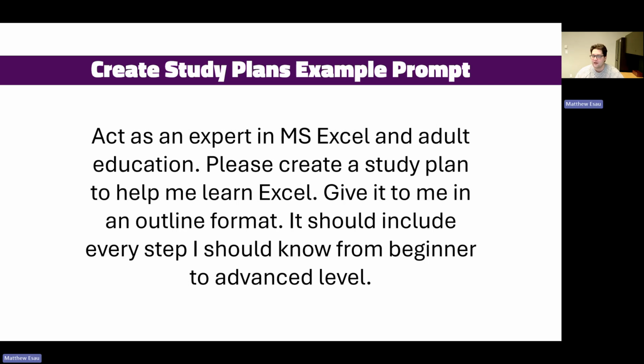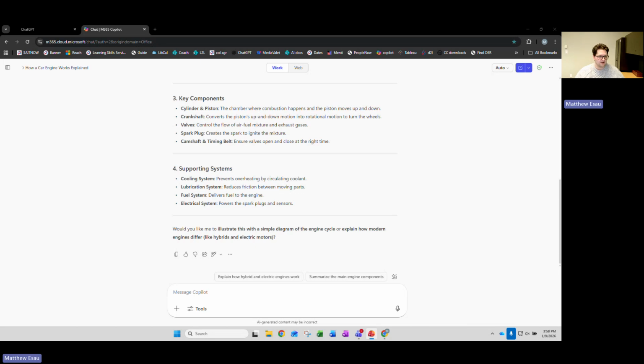You can combine it. It can be an expert tennis coach who also knows how to restring a tennis racket and create a spreadsheet for a tournament or something like that. It can do all the different things all together if you ask it to combine its knowledge. I'm asking it to create a study plan to help me learn Excel. I want it in an outline format, and I want it to include every single step I should know from beginner to advanced level. Okay, so let's plug this in and see what it produces.